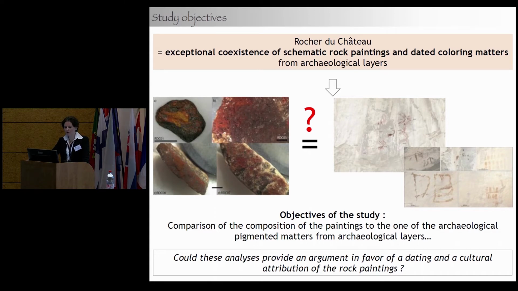The Rocher du Château is a particularly important and interesting site because of the exceptional coexistence of schematic rock art and dated coloring matter. We want to know if comparing the composition of the painting to the archaeological coloring matter from the archaeological layer could provide an argument in favor of the dating, and could also give information about the supply strategy and the preparation.